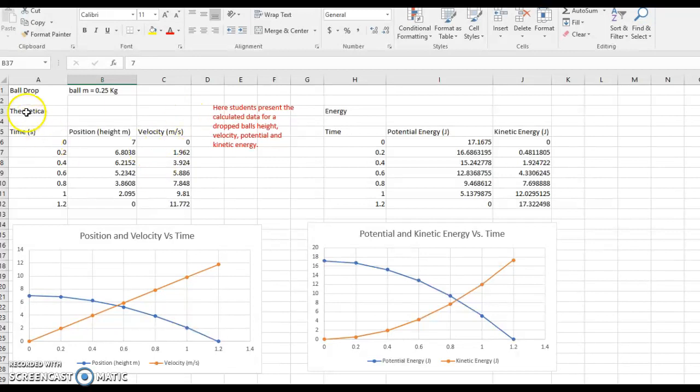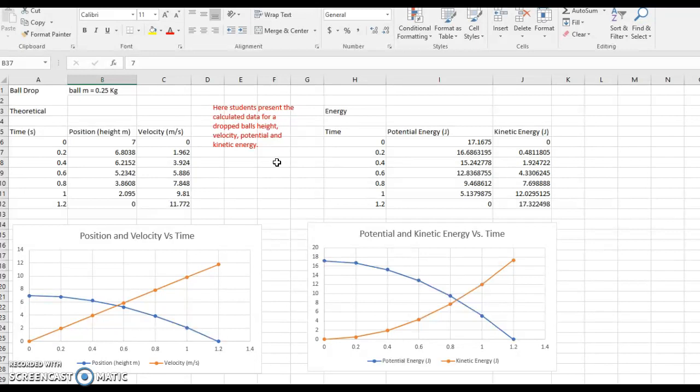And those are going to be recorded in a table such as this, and then we're going to use that to extrapolate the potential energy and kinetic energy over in a table such as this. And this right here is actually the theoretical calculation. At this point, they've already been exposed to calculating potential and kinetic energy, and they're going to use that information to see what they should expect.